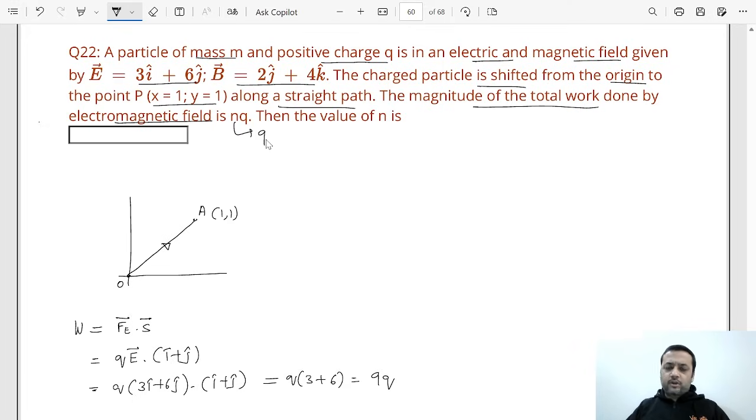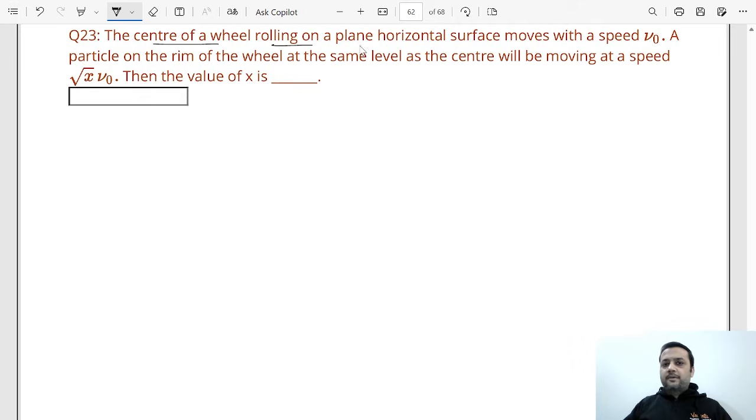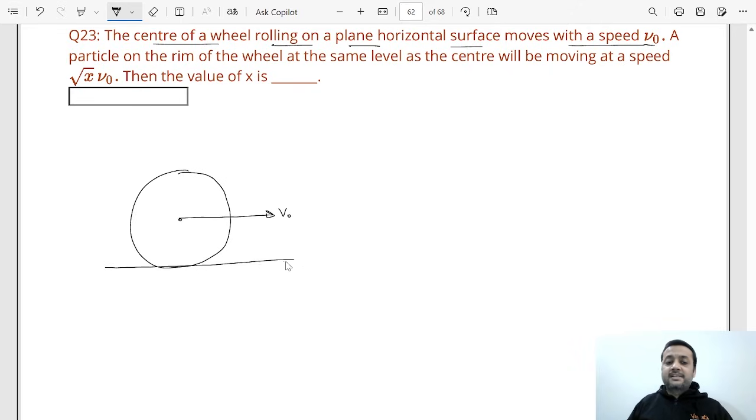Very easy question. The center of a wheel rolling on a plain horizontal surface moves with a speed of v naught. The particle on the rim of the wheel at the same level as the center will be moving at a speed of root x v naught. What is the value of x? So look, suppose this is a wheel. The center of the wheel is rolling purely at a speed of v naught. So basically the speed of the center of mass is v naught.